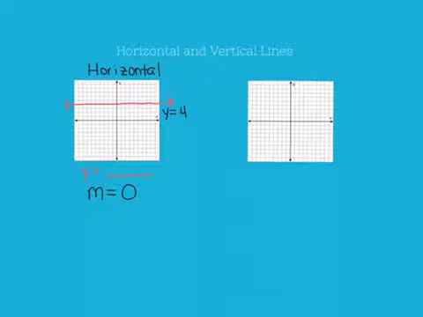Okay, so now let's talk about vertical lines. So those go straight up and down. So this is a vertical line. You can see that it only crosses the x-axis, so it will only have an x in its equation. So you can see that I crossed the x-axis at -3, so the equation of this line would be x equals -3. Now, vertical lines always have a slope that is undefined.